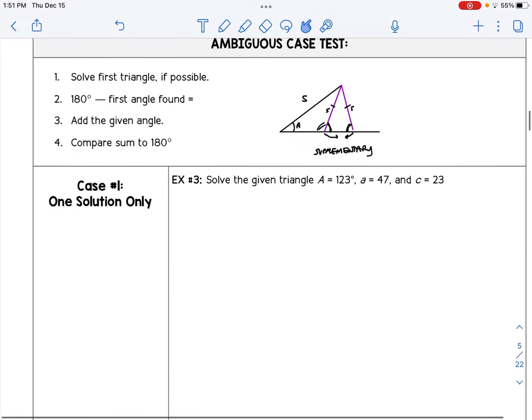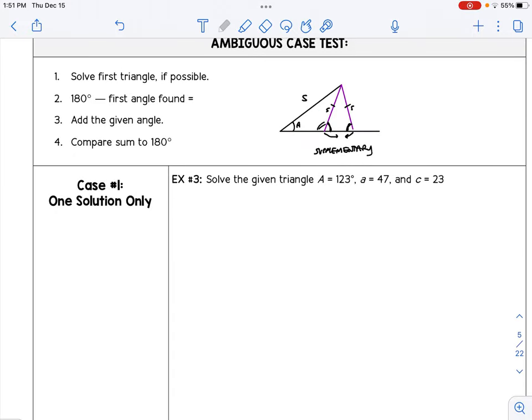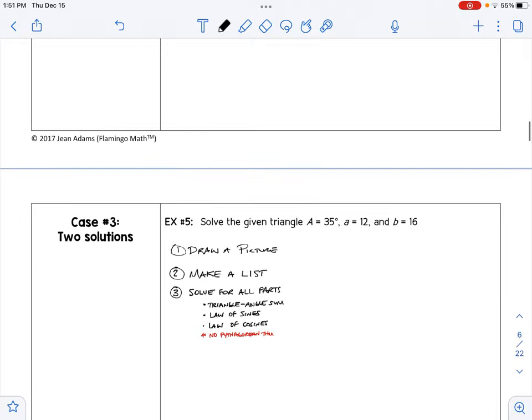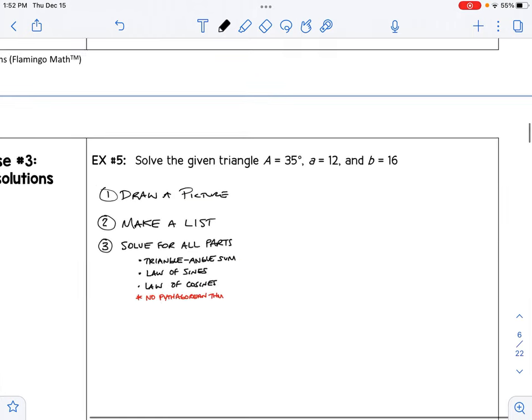You could have exactly one solution, and in that scenario, that would mean that second side is exactly the right length. This would actually end up being a 90-degree triangle. You could have no solutions where that third side is too short and doesn't touch at all. So there would be no triangle in that case. And then case number 3 is where there would be two solutions, and we would have to solve for both of them. So we're going to take a quick look at that third case.